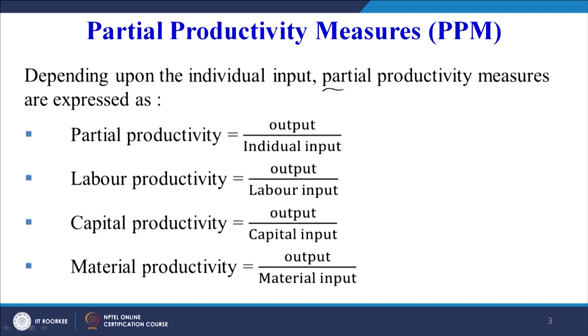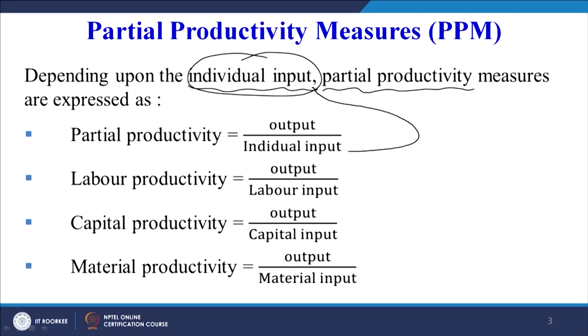So you can see on your screen, the partial productivity measures are based on the individual input. So individual input is very important here. The individual input in this case is output by individual input. Now the examples are taken here. The individual input can be in terms of the labor input, the capital input, or the material input.